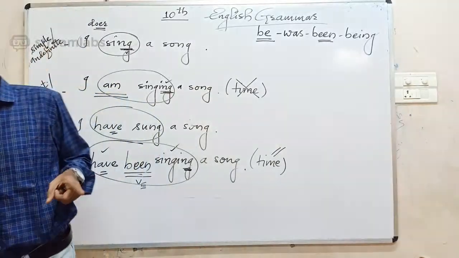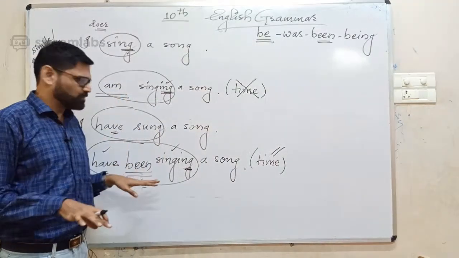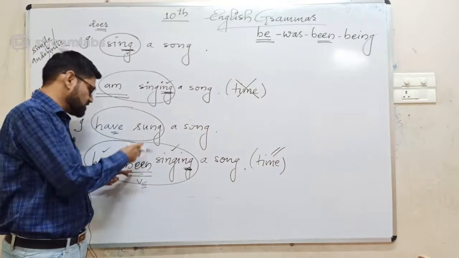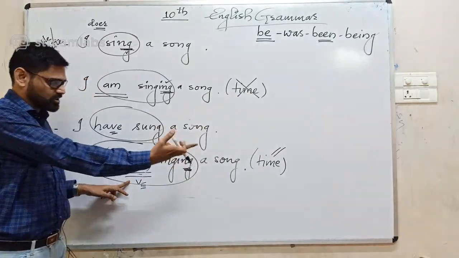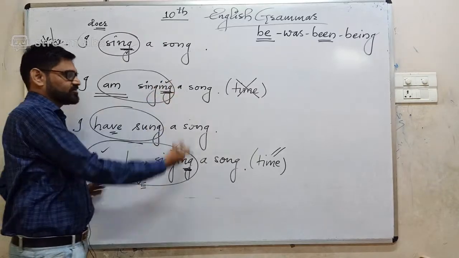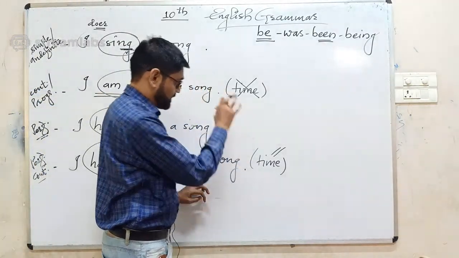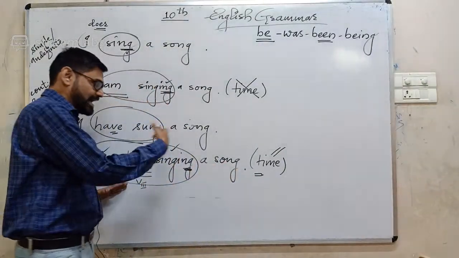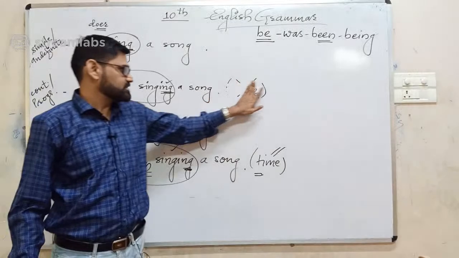These are not grammatically correct, although acceptable in spoken language. No one raises any objection, but this is not correct. Any word that shows time duration should be used here. This is the difference between continuous and perfect continuous. It shows when the action began. There is nothing like this in this tense.